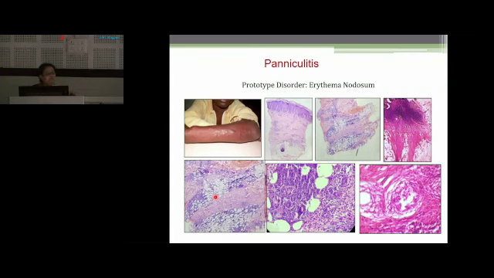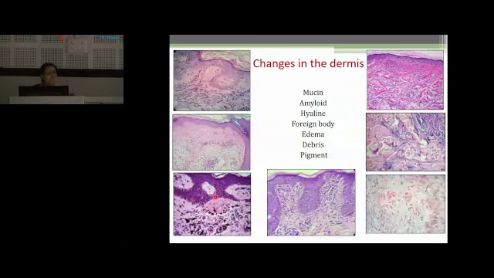Apart from these major and minor patterns, we have to look for changes in the dermis. Look for presence of mucin, as in case of DLE and granuloma annulare. We can go for special stains like Alcian blue. Look for presence of amyloid, especially in the papillary dermis. Presence of hyaline, foreign body, edema, debris, and pigment, melanophages. So all these things should be looked for, and if present, should be noted down.